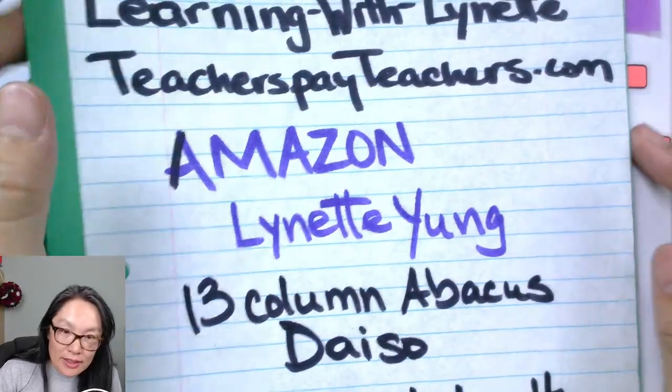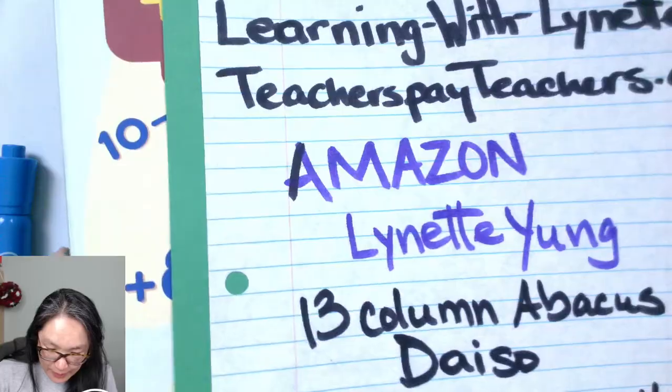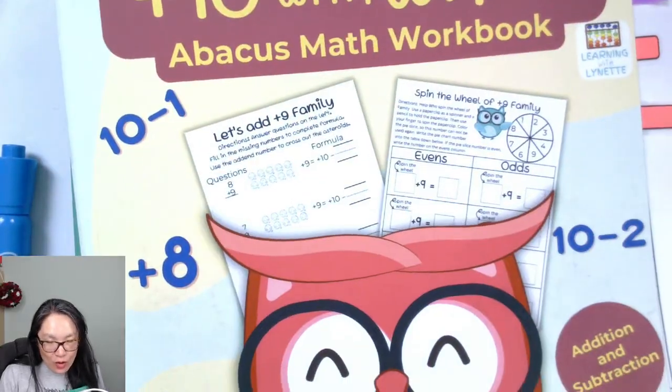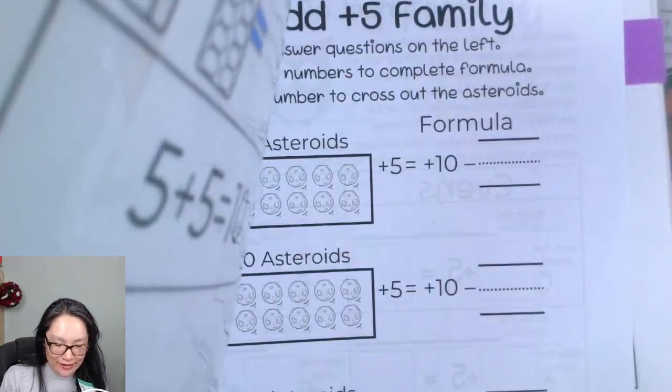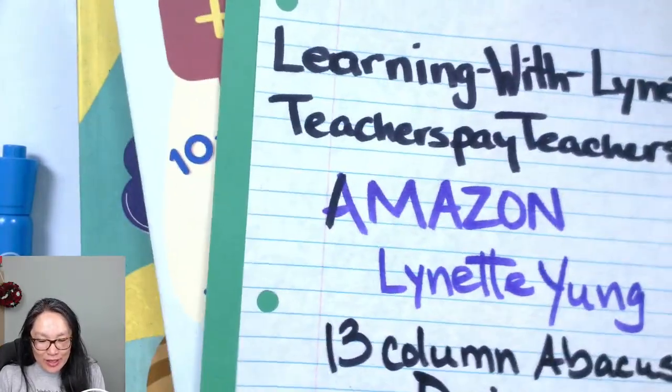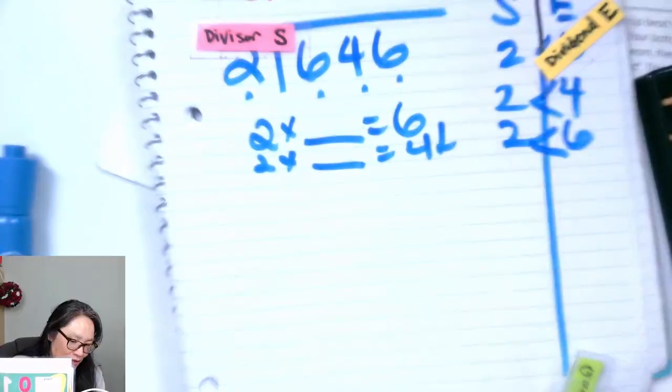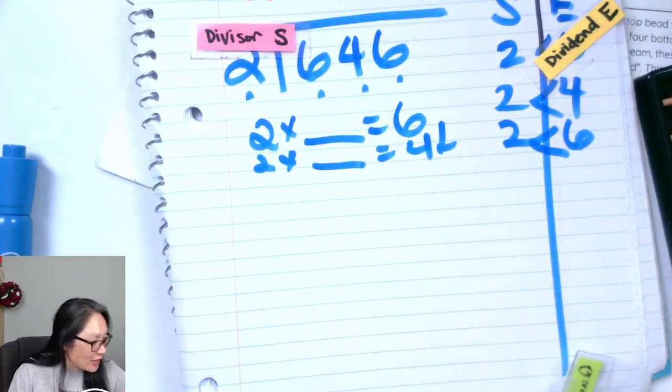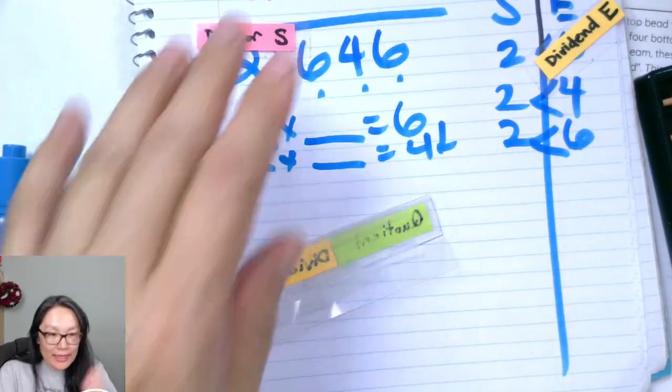If you're looking for any of the abacus, right now they're adding and subtracting. But I do plan on doing more with multiplication and division. But for right now, I have time and bandwidth for adding and subtracting.